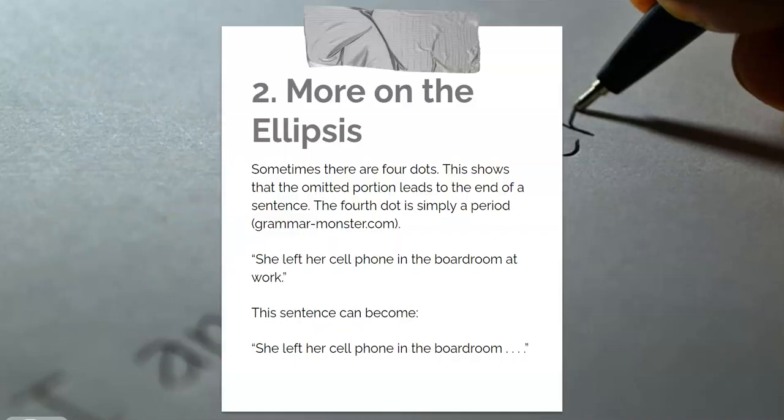Now there is more though. So sometimes there are 4 dots. This shows that the omitted portion leads to the end of a sentence. The 4th dot is simply a period. For example, "she left her cell phone in the boardroom at work" becomes "she left her cell phone in the boardroom...." You can see the 4 dots indicate that we came to the end of the sentence after the omitted portion, and we've maintained the meaning.